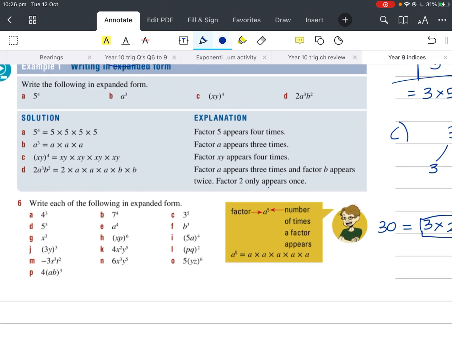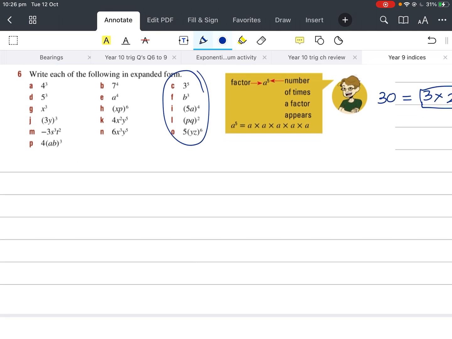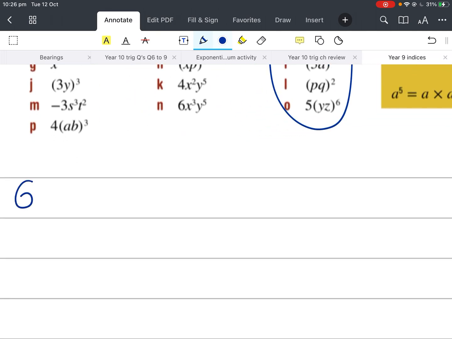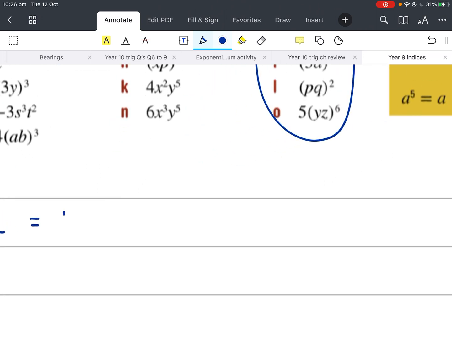Okay, question number 6 now. There's the example, writing in expanded form. Just wants us to write all of these in expanded form. So let's have a go at a couple. Can you try that column for me? And I'll try and do a couple of the others. So let's do 6A. 6A in expanded form is 4 to the power of 3. So what's the base number? It's 4.